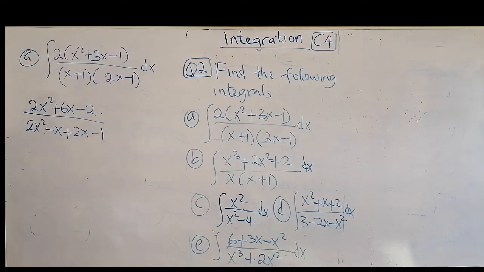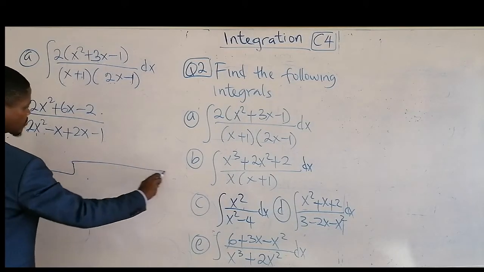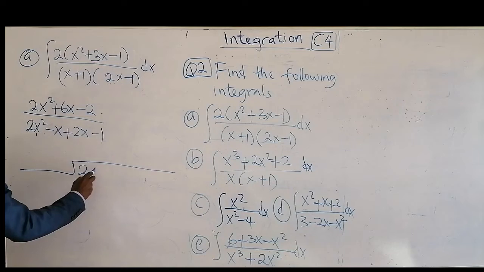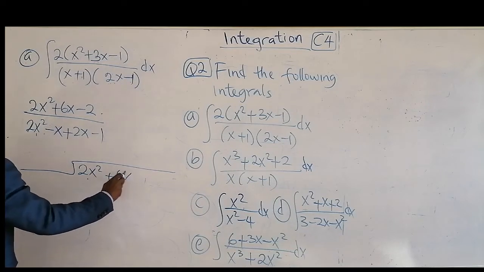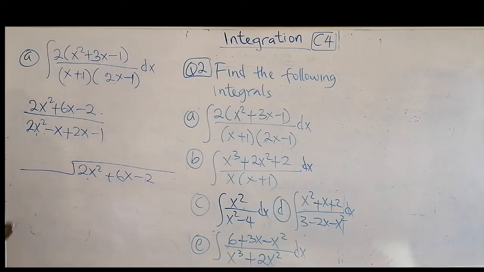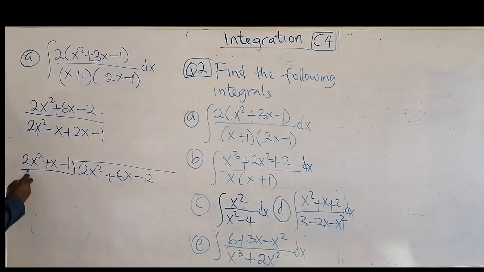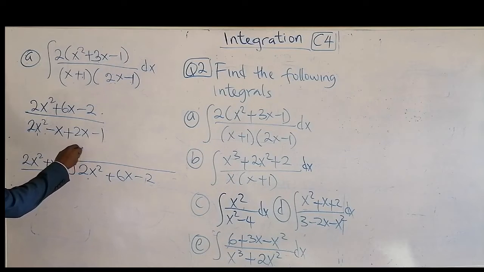Okay? So then, if you check now, you realize that the power of the numerator and denominator are the same. So in that case, we're going to use a long division. We're going to use a long division, and that will be 2x squared plus 6x minus 2. Okay? And this one will be 2x squared minus x plus x, that's a plus x minus 1. We now have, what can we use to multiply this one? I think we can, let's use 1 here. That'll be 1, we have 1 here.